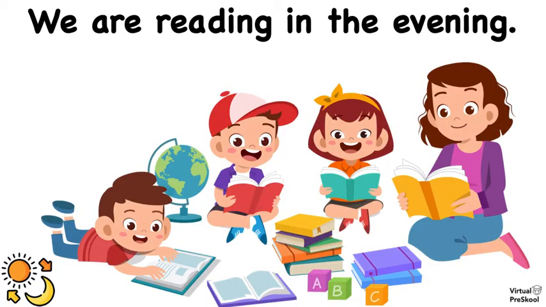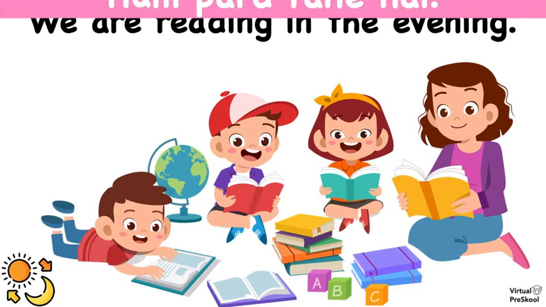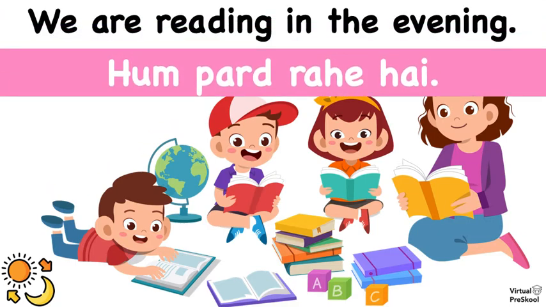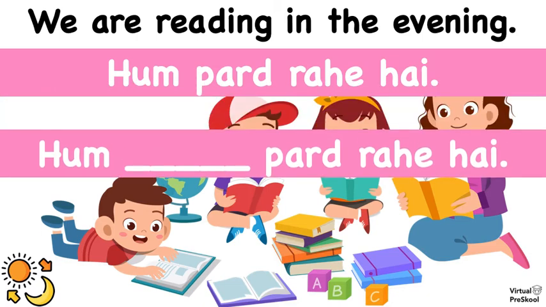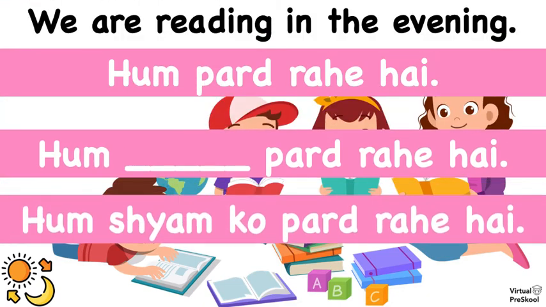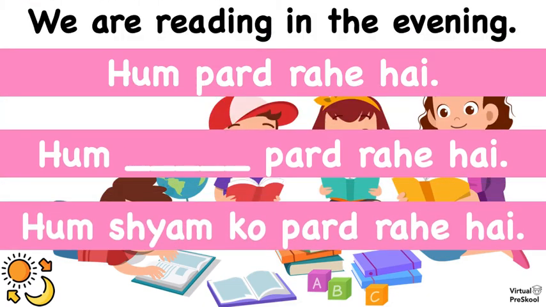We are reading in the evening. So the conjugation we are reading, what would that be? हम पढ़ रहे हैं. And in the evening is शाम को. And so we add that to the blank line and it becomes हम शाम को पढ़ रहे हैं.